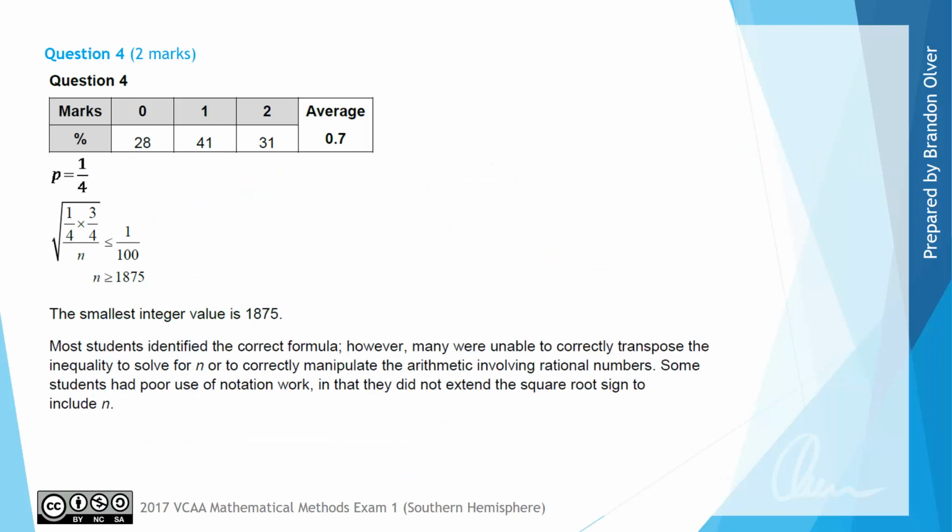So from the examiner's report we can see that 31% of students got full marks for this question, with nearly a third of students getting no marks for the question. The examiner did say that students identified the correct formula well. However, many were unable to correctly transpose the inequality to solve for n, or to correctly manipulate the arithmetic involving rational numbers.